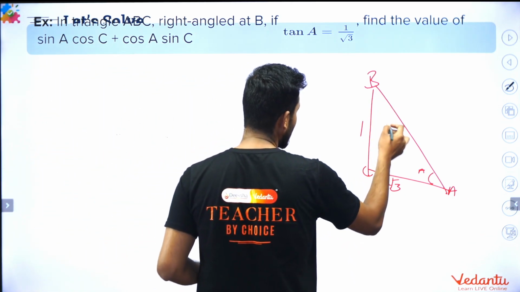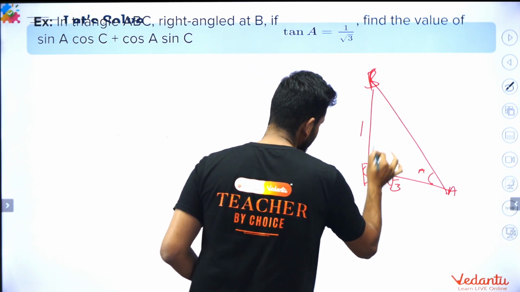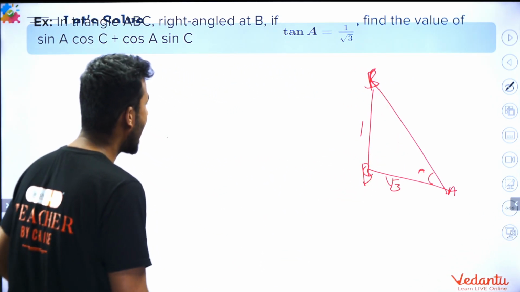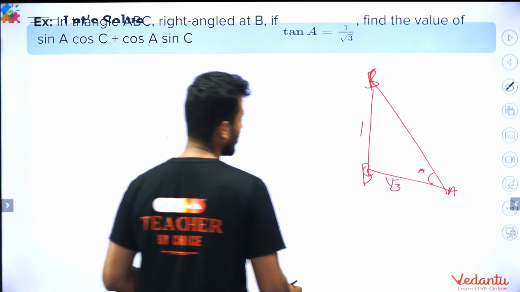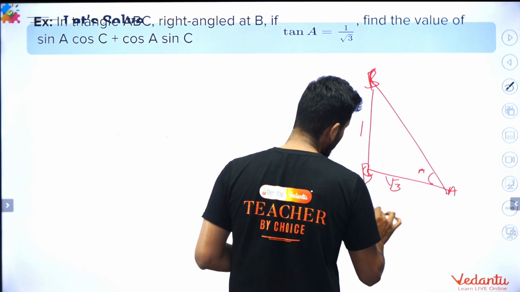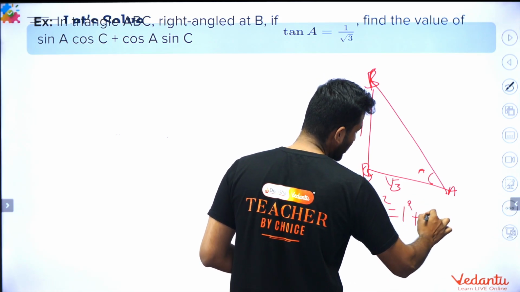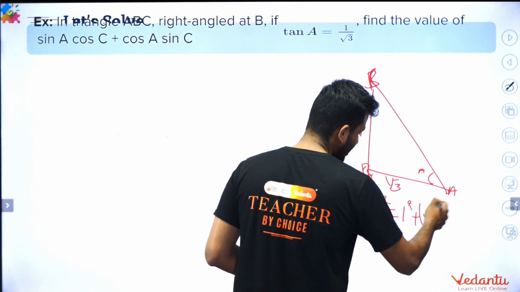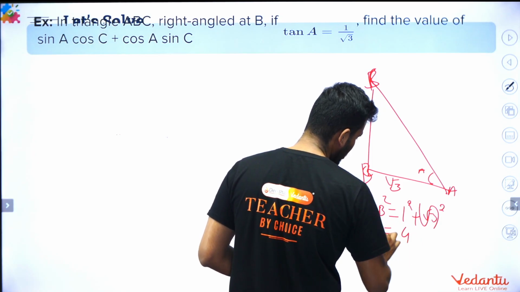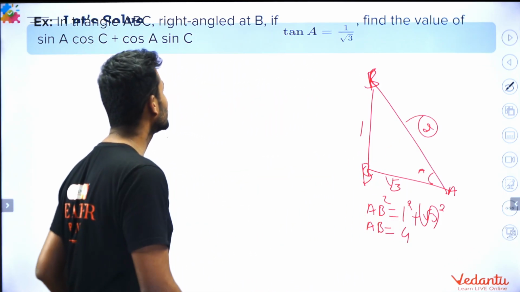This is angle A, this is angle C, and this is B. I hope it's clear. Angle A, we know this by using which theorem? Pythagoras. AB square is equal to 1 square plus root 3 square, that is 1 plus 3, 4. AB is equal to 2. This side becomes 2. Okay students, 2 is clear.